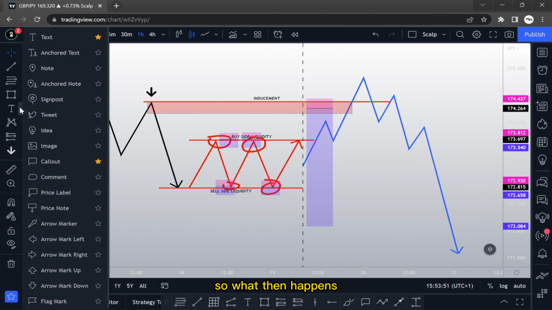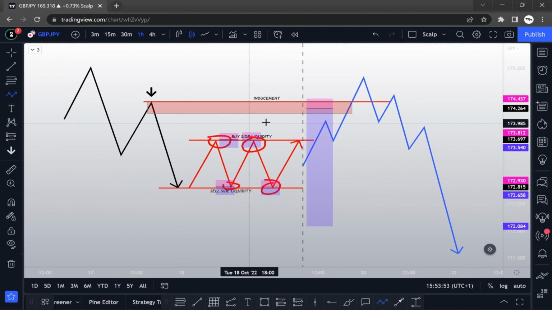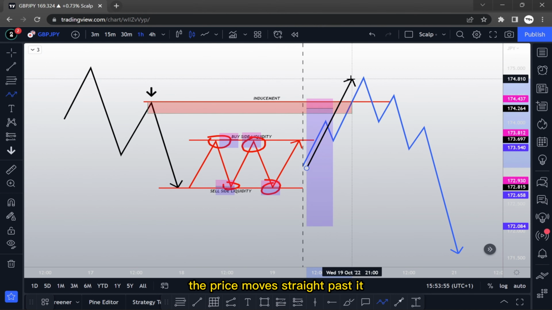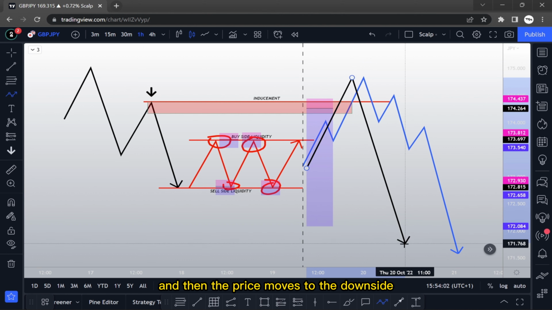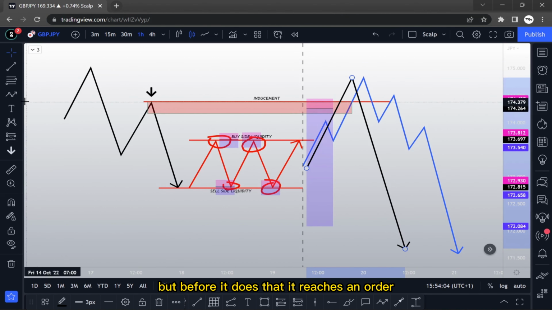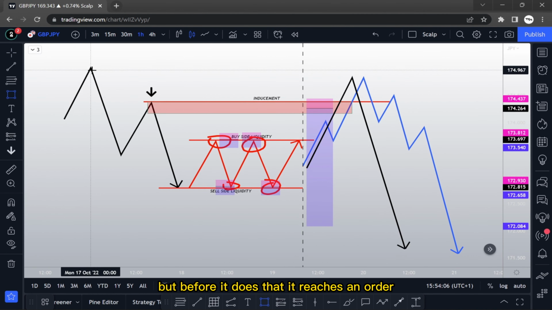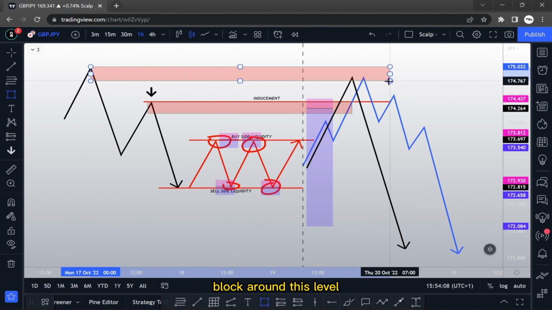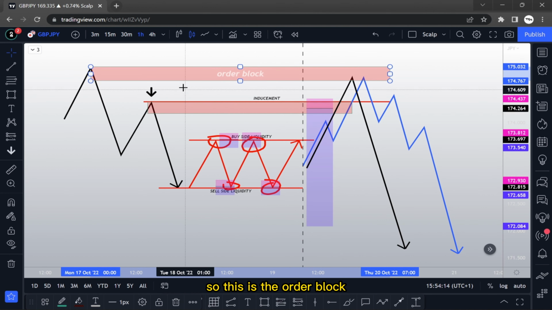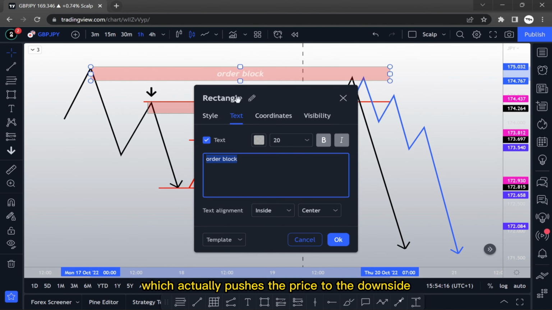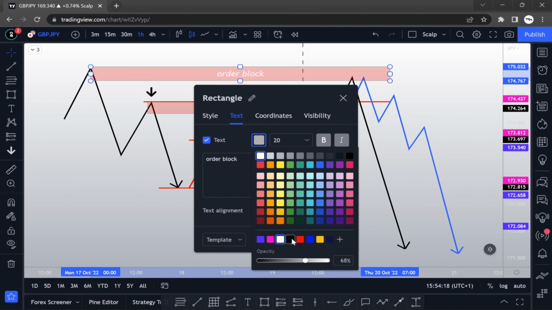So what then happens? The price moves straight past it, taking everybody who placed their orders out, and then the price moves to the downside. But before it does that, it reaches an order block around this level. So this is the order block which actually pushes the price to the downside.